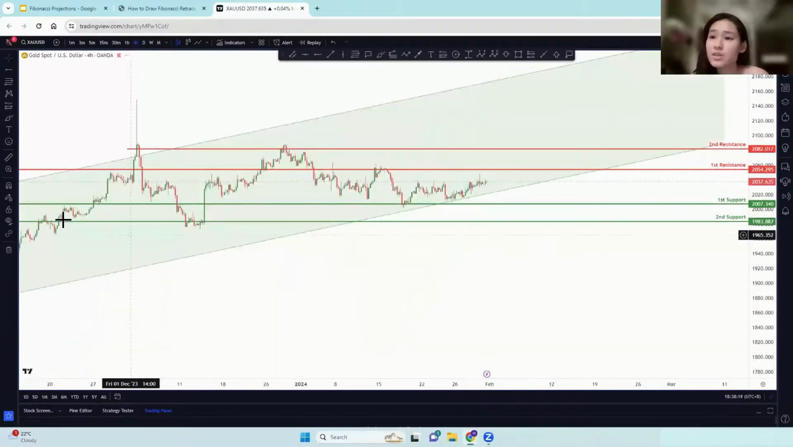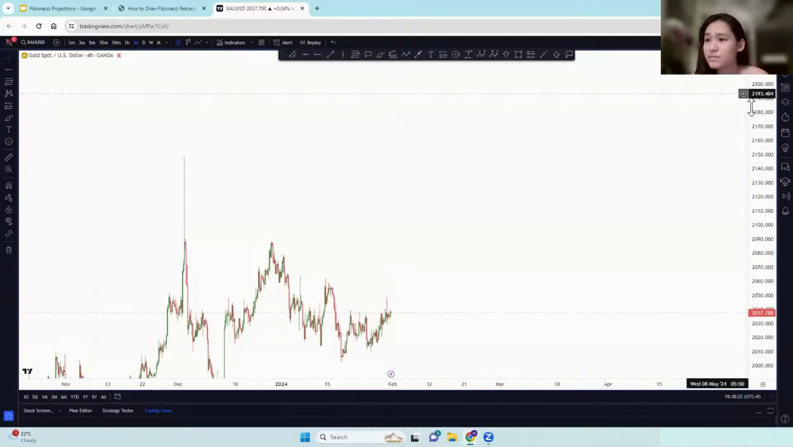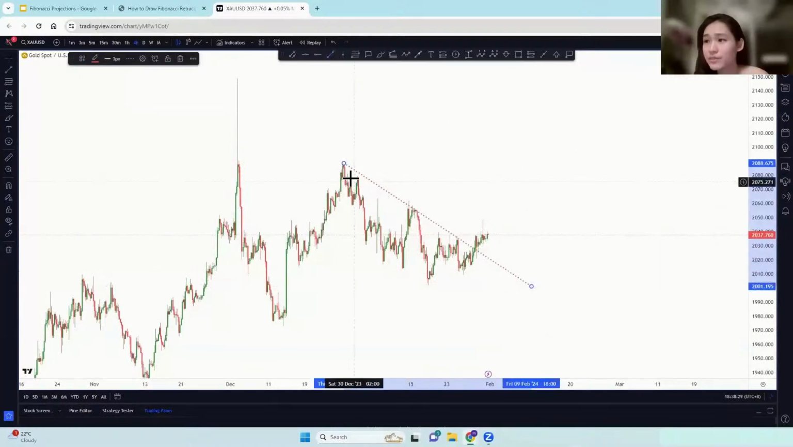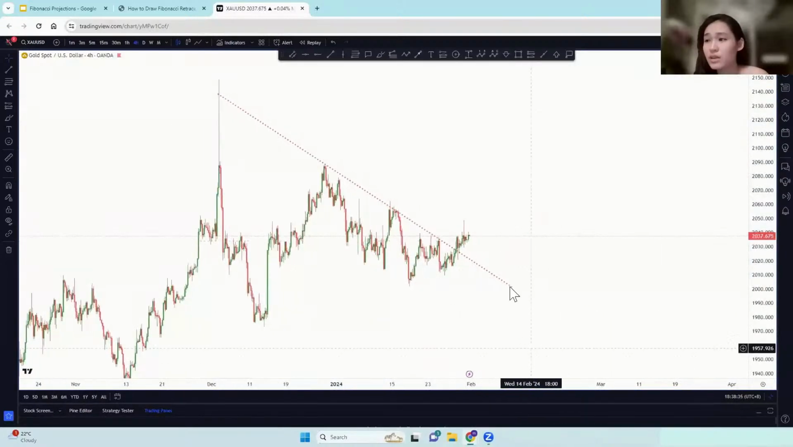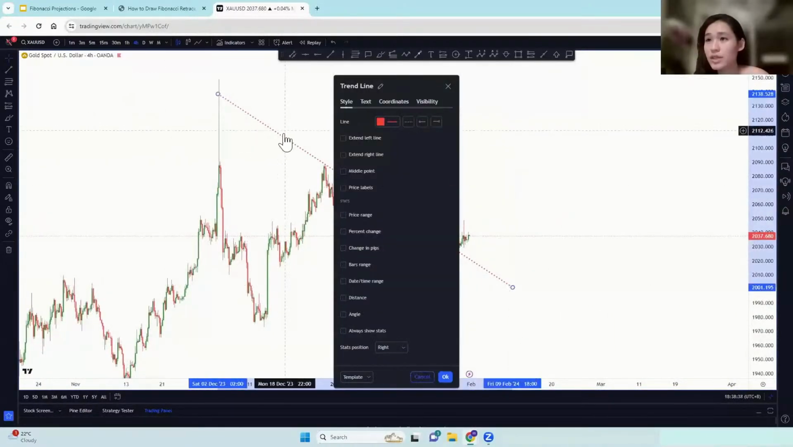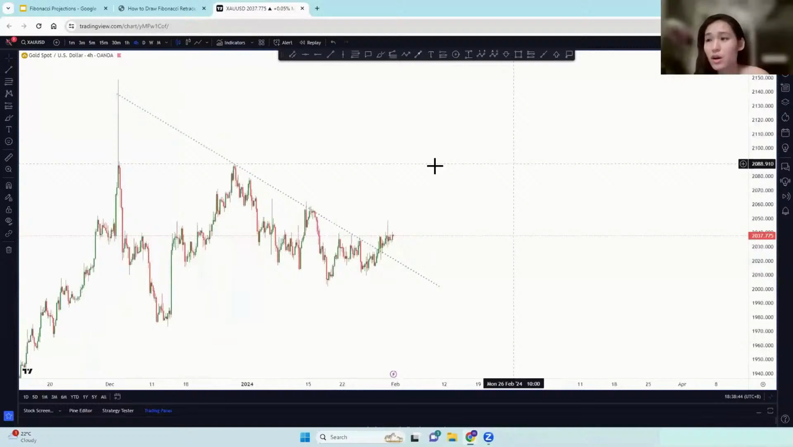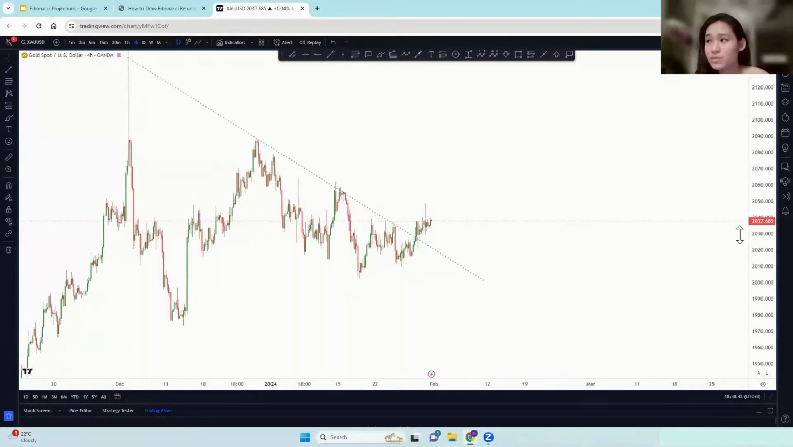Okay, let's look at our 4-hour time frame. On our 4-hour time frame, we can see that price recently broke out of this descending trend line, sorry. So that gives us a bullish signal, especially because our daily and weekly time frames all gave us bullish signals as well.